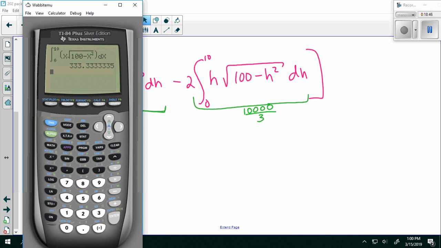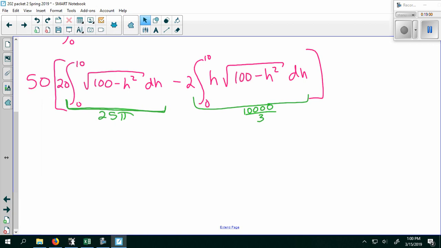333 and a third. That is the same thing as 10,000 thirds. Good. Oh, no, it's 1,000 thirds. I'm off by a factor of 10. Okay, let's figure out where that factor of 10 came from.